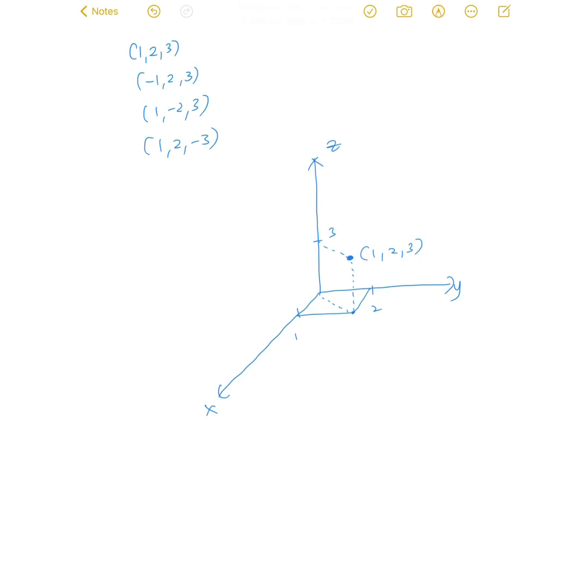That is the first point. For the second point, let me use a different color. Let's say this is your negative 1, 2 already here, 3 already there. So your second point is somewhere here, (-1, 2, 3).